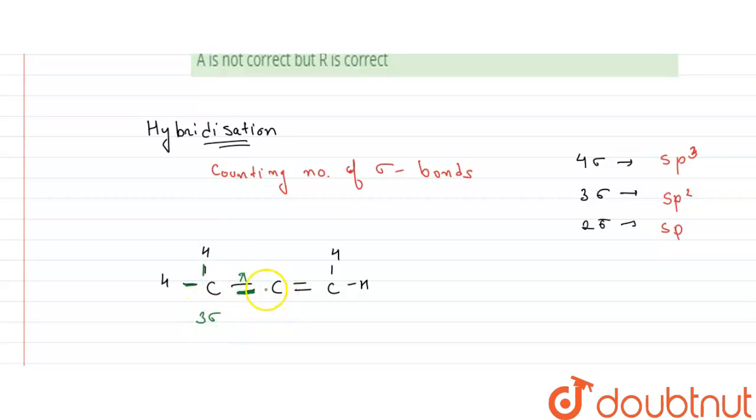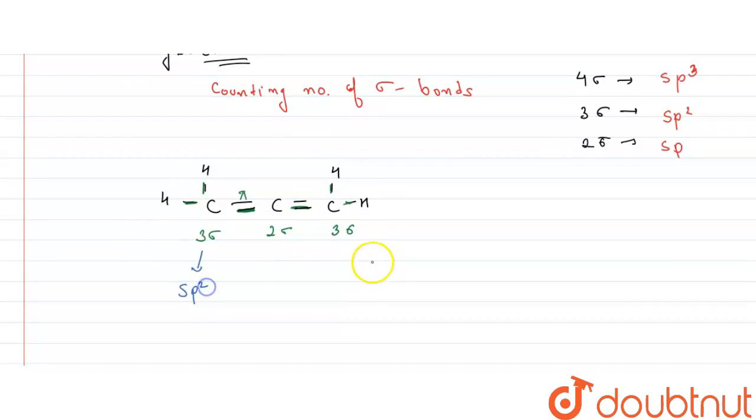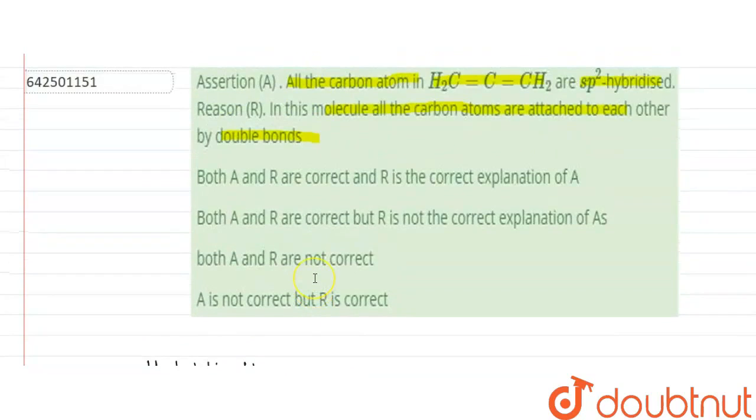Over here, for this middle carbon, we have 1 and 2, so only 2 sigma, and for this third carbon we have again 1, 2 and 3 sigma. So now according to this table we can see that the ones with 3 sigma will have sp2 hybridization, but this middle carbon, since it has only 2 sigma bonds, its hybridization will be sp. So from here we can see that the assertion is wrong because the middle carbon has sp hybridization.